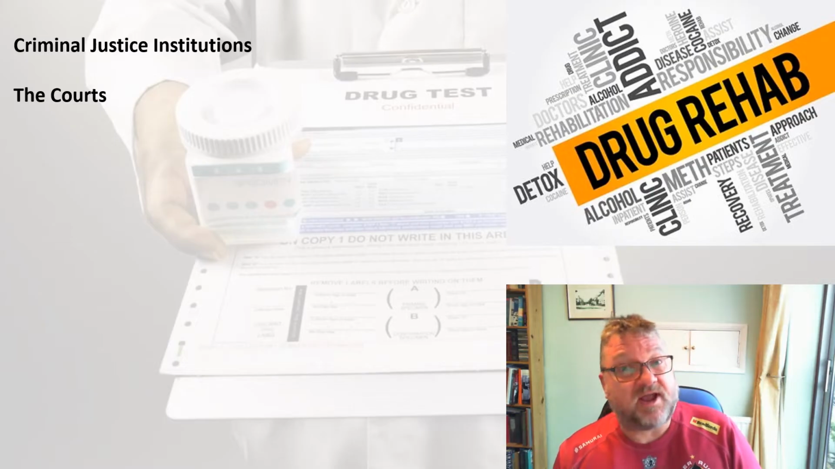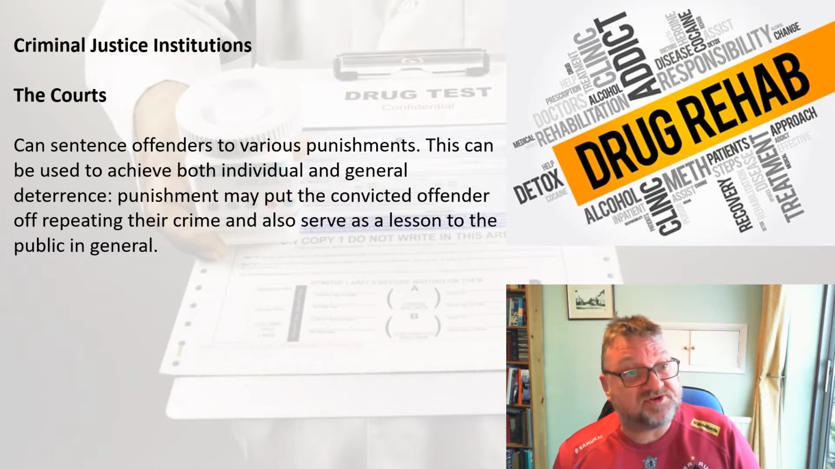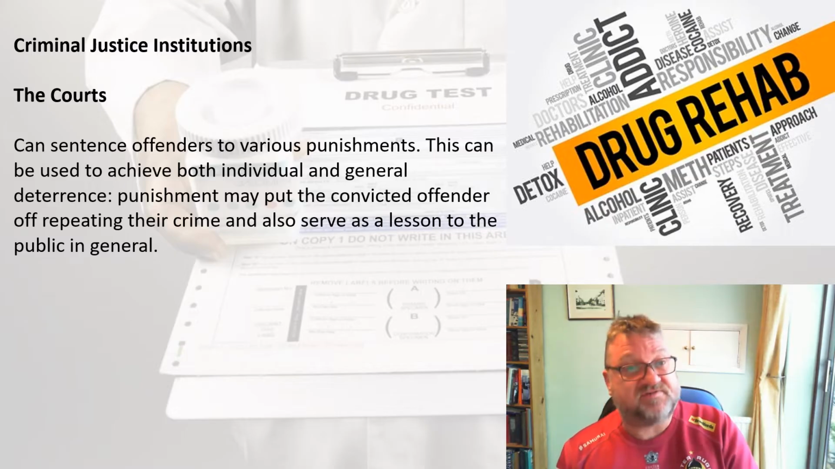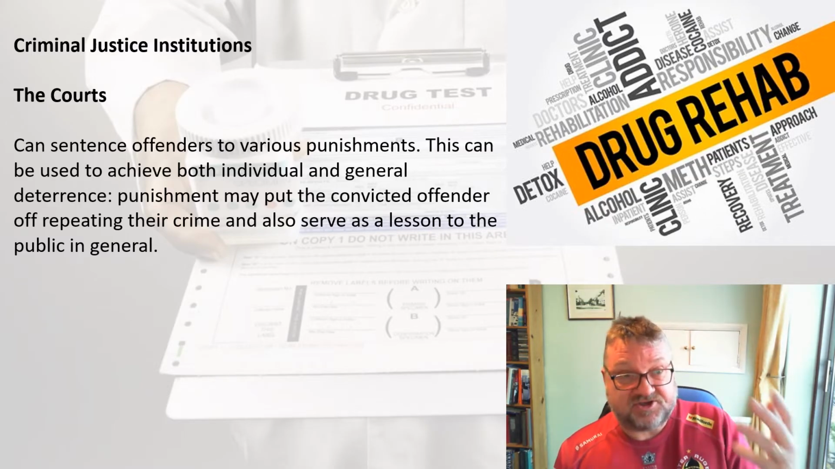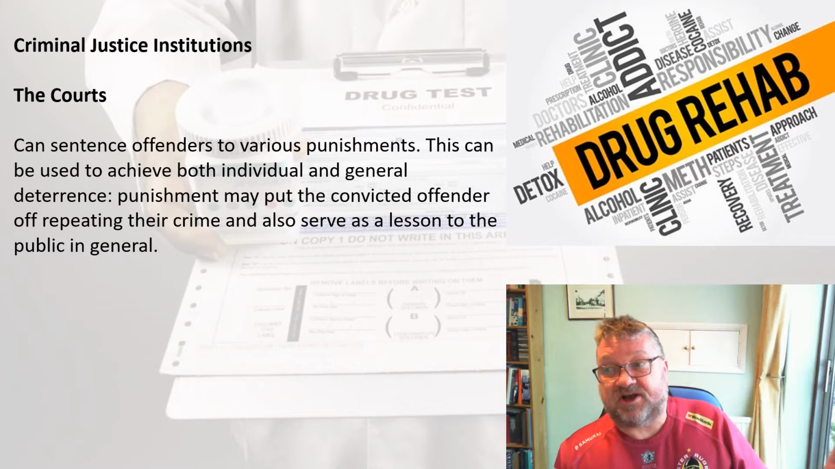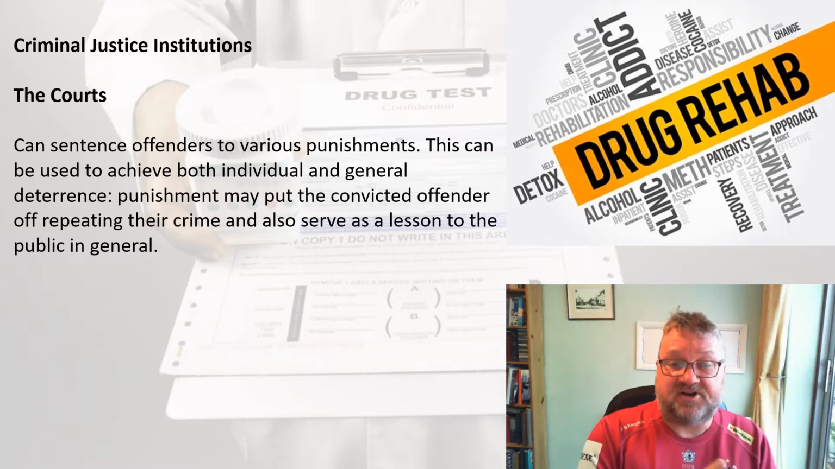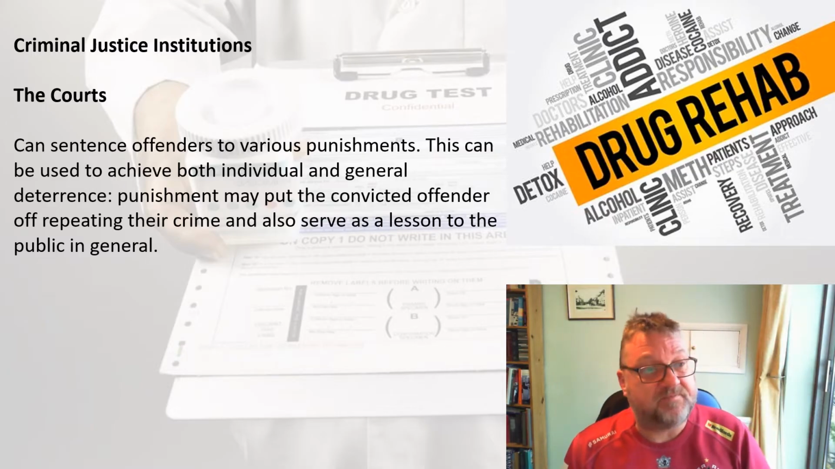So if we're looking at the courts, well, obviously, how do they bring about social control? Well, they can sentence offenders to various punishments, imprisonment, fines, discharges, community service orders. And this can achieve both individual and general deterrence. So punishment can put the convicted offender off repeating the crime and also serve as a lesson to the public in general. So we're going back and looking at our aims of punishment there and tying it all in.